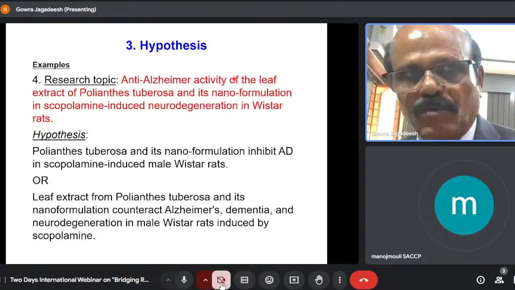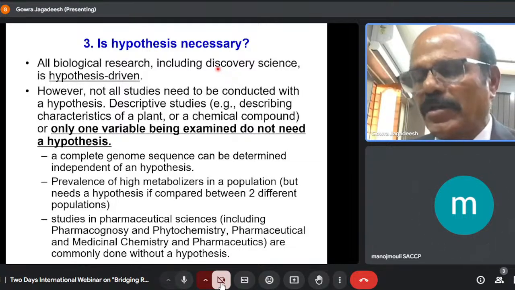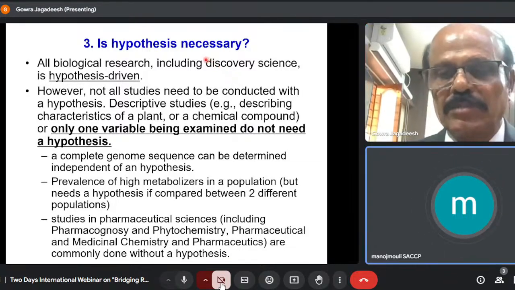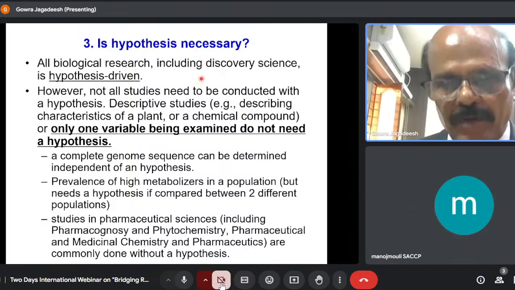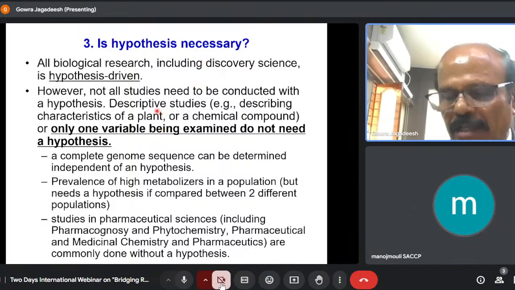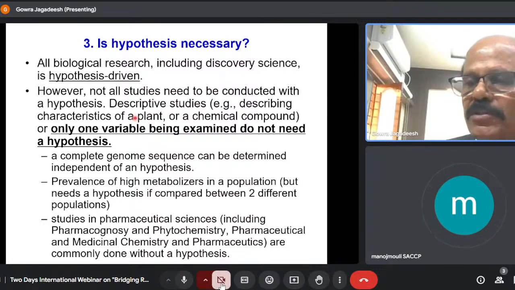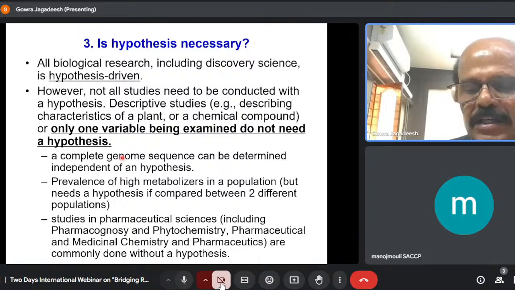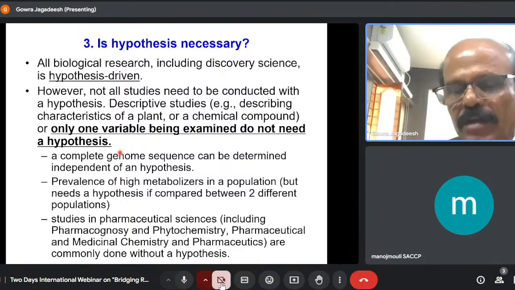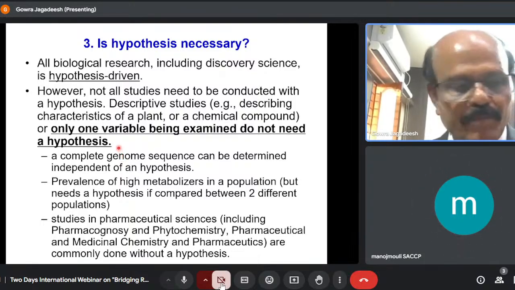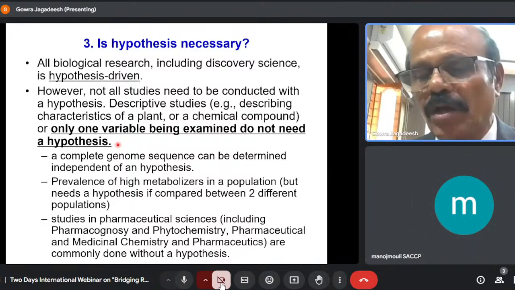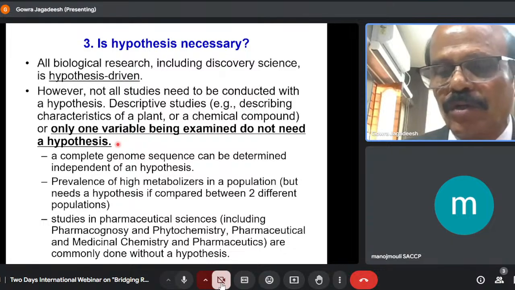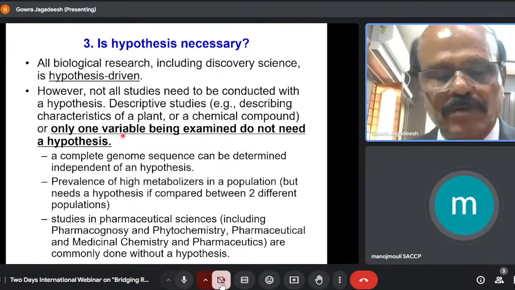That is a site-specific work. Is hypothesis necessary? Yes, for all biologically driven experiments, you need a hypothesis. However, the exceptions are that a hypothesis may not be required if you are doing studies like structure, or some synthesis of a compound. A chemistry student may do compound synthesis without undertaking any pharmacological studies to compare between 1, 2, 3, 4, 5 SAR compounds. Then you may not need it.